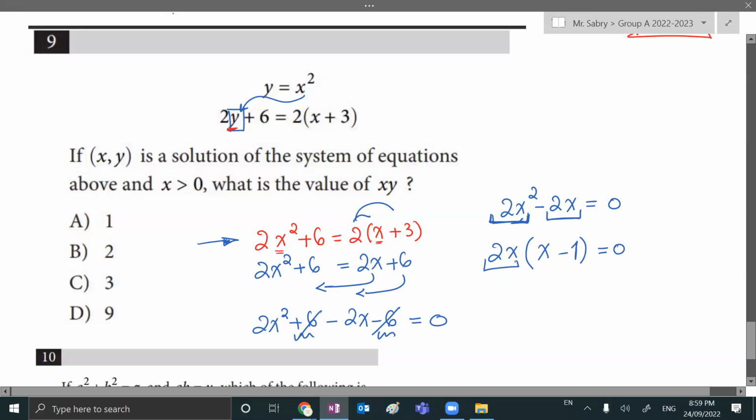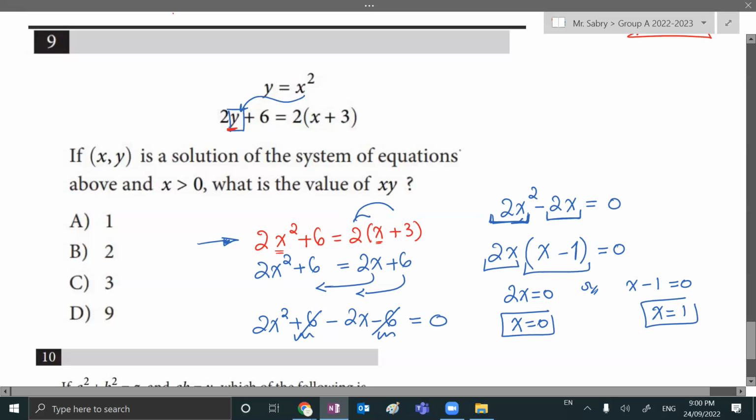I have two things multiplied that equal 0, so either 2x equals 0 or x minus 1 equals 0. This will give me x equals 0 and this will give me x equals 1. Now I got both values of x, and I can substitute to get the y. Right?